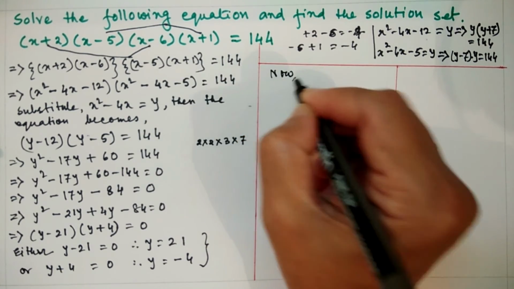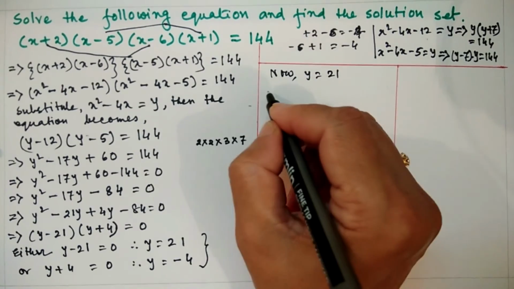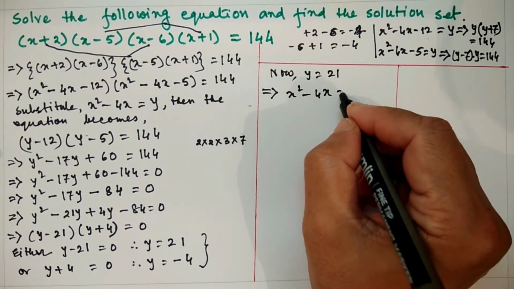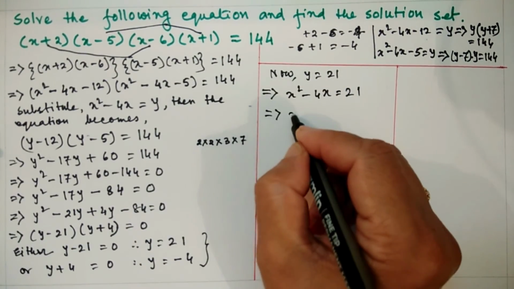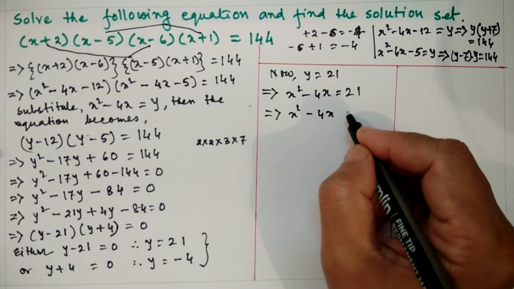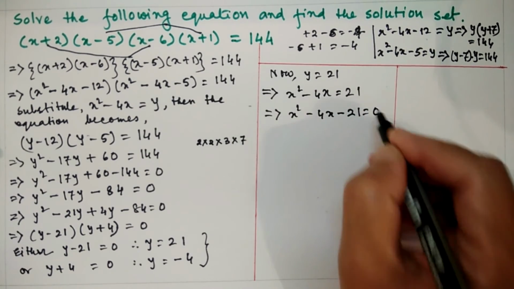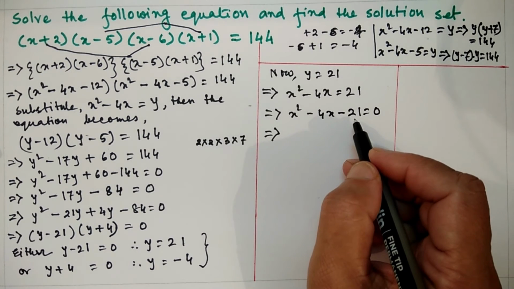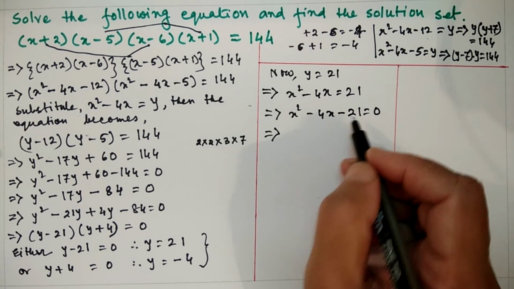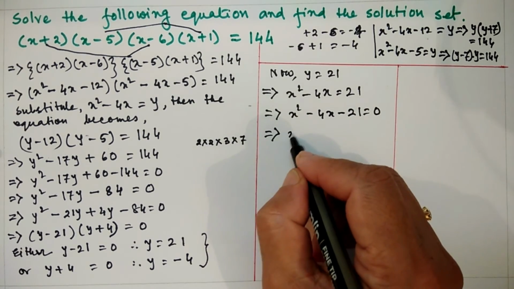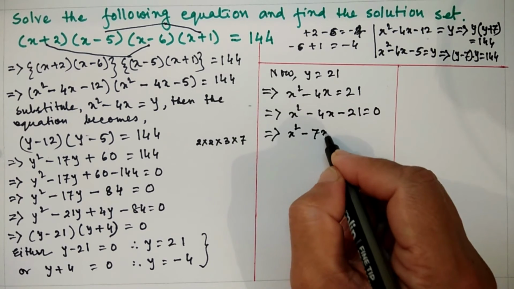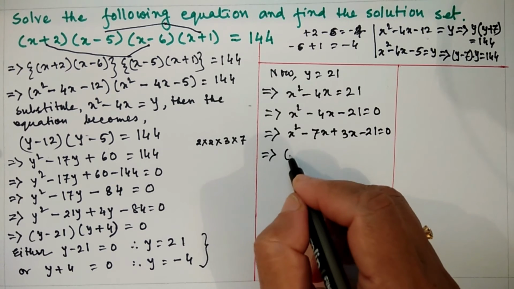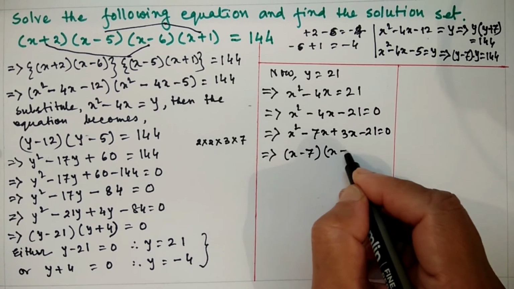Now y is equal to 21 implies x square minus 4x is equal to 21. That implies x square minus 4x minus 21 is equal to 0. Now again factorization method, we will split the middle term with the help of the factors of 21. So we will get x square minus 7x plus 3x minus 21 is equal to 0.